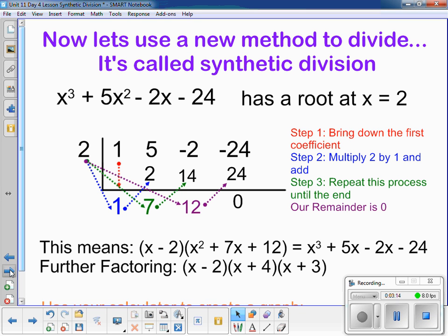But you always write your coefficients out. So 1 goes with the x cubed, 5 goes with the x squared, negative 2 goes with the x, and negative 24 is off by itself. And then you don't need to follow this pattern right now, but you always bring the first coefficient down, and these little lines you multiply, and then the 5 and the 2 here, you always add them. You always add these together. Okay, and you'll see the process completely.